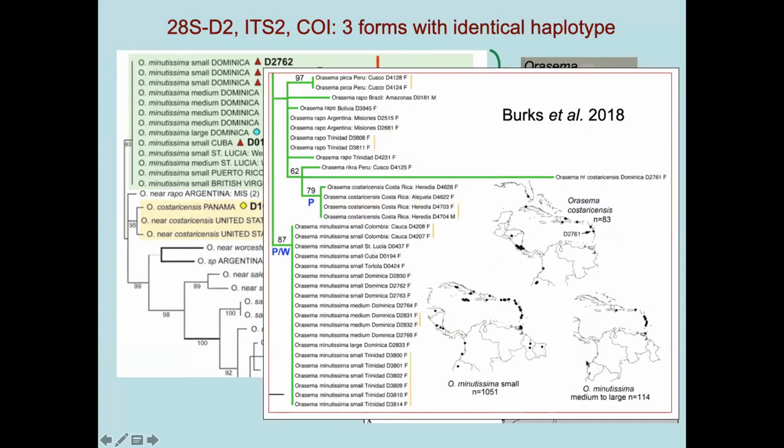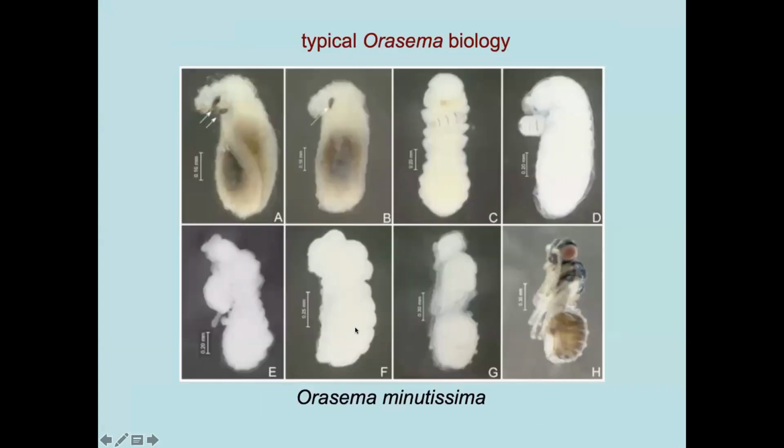Now we published on this in 2018, with the same results, showing that different countries all through the Caribbean and different sizes all came up with identical haplotypes in here. So we have a general distribution of the small haplotype, and then we have this medium to large haplotype over here. And I mentioned that extra little Orosema I collected in the dry region in Dominica. That's this thing over here, which is closely related to what we see as Orosema costaricensis, but something out on its own long branch here. But anyway, this is what we're concentrating on down here, this minutissima.